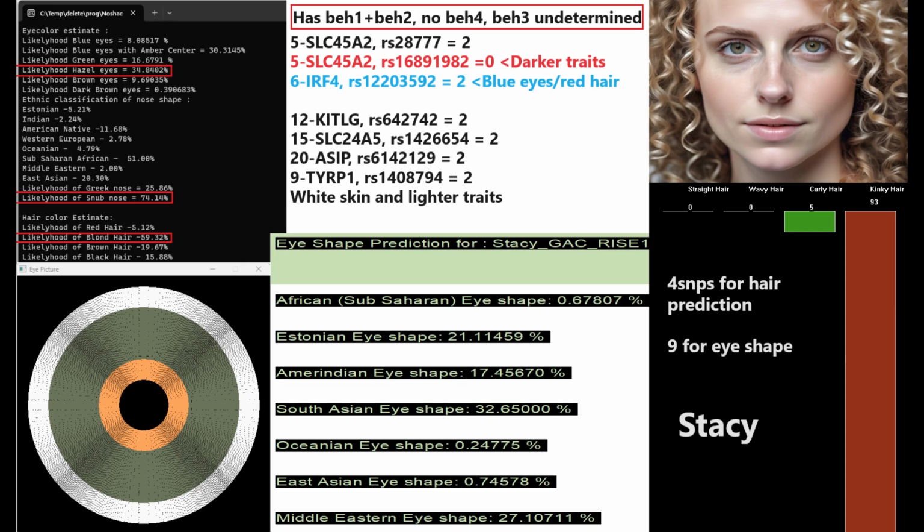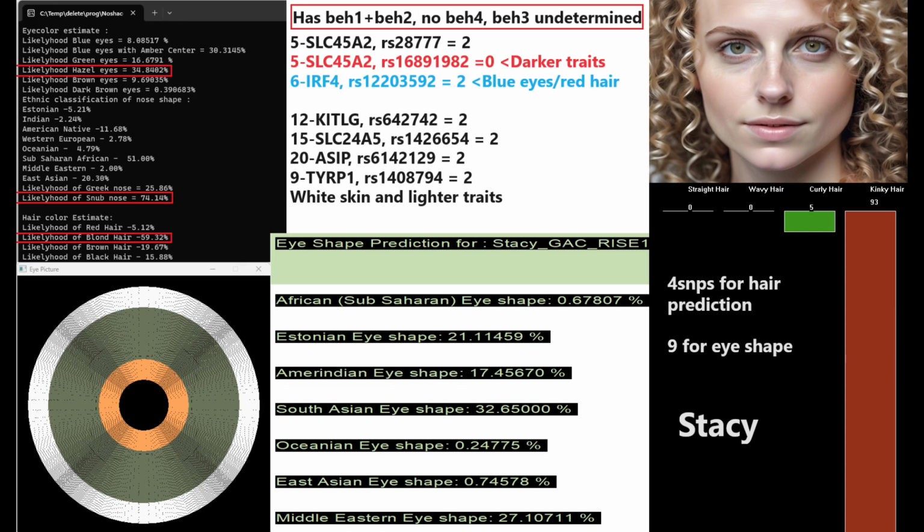But with the 4 SNPs, the prediction is that she's got kinky hair texture, which is why in the image I depicted her with very curly hair. She has BEH1 and BEH2, and she does not have BEH3. Her status for BEH3, blue eye haplotype 3, is undetermined.